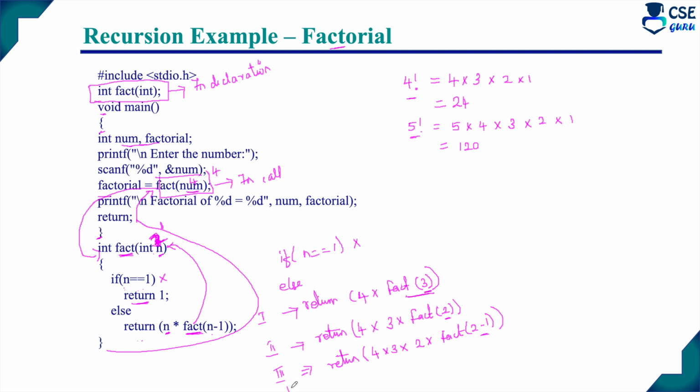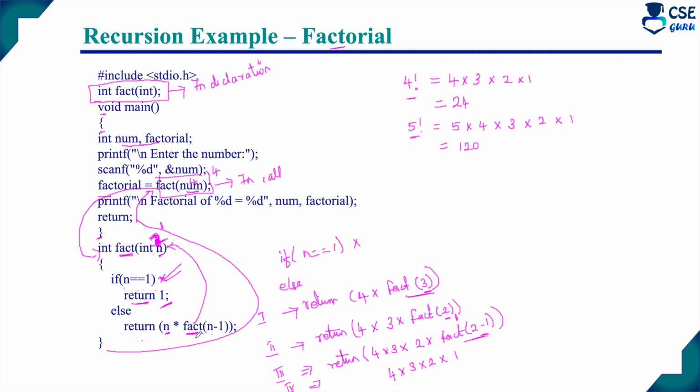Okay, and in this fourth call, the function will be called again, and here it will check the condition, n is equal to 1. Yes, the condition is true. Then here it will return 1. The meaning is, it will be replaced with 1. That is 4 into 3 into 2 into 1.